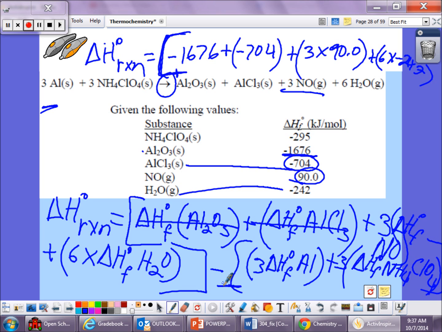They won't tell you. So where are we? This is minus. I use another bracket. It is 3 times 0. Okay, 3 times 0. And then the only thing I have left here is my ammonium. It is 3 times the delta H of formation of the ammonium perchlorate, which is negative 295. Okay, close my bracket because that's the only thing I have. Remember, the aluminum is 0.